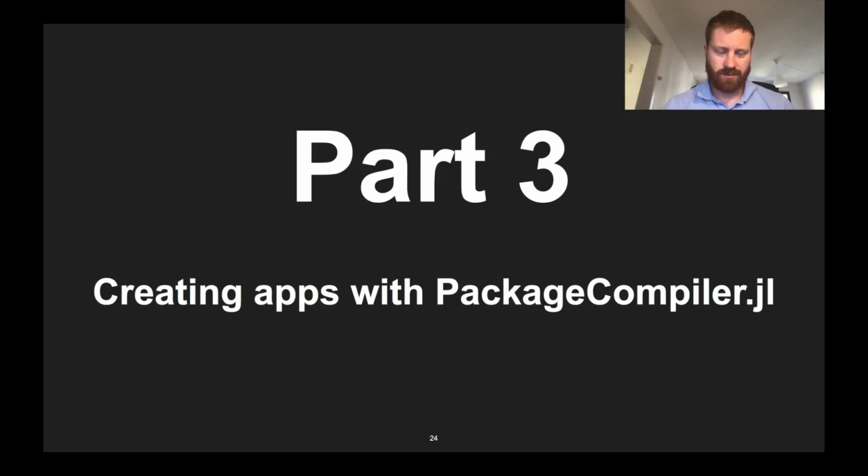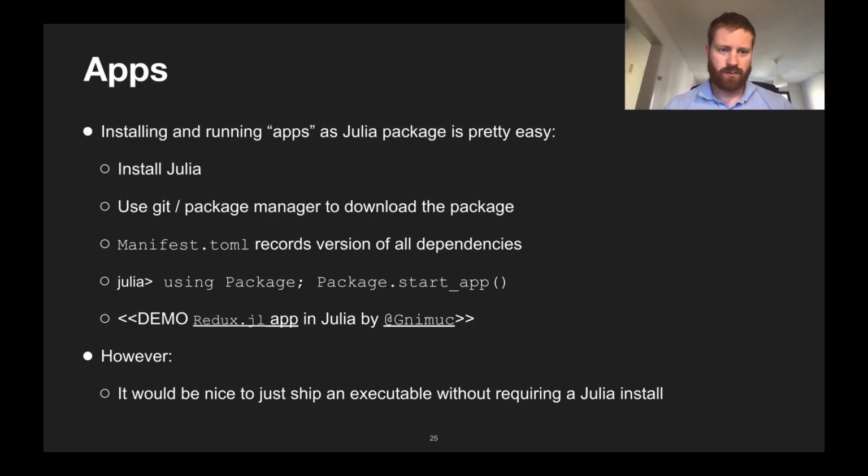So the third part then is how to create apps with PackageCompiler, and apps are more standalone applications and not libraries. One way we could run an app is if the app is provided as a Julia package, we can tell someone to install Julia and then use Git or the package manager to download the package. We have this manifest file that records the version of all dependencies. We can load the package and start the app. As an example of this, I want to show this Redux.jl app, which does a very simple to-do list, made by Knimuk, this guy.